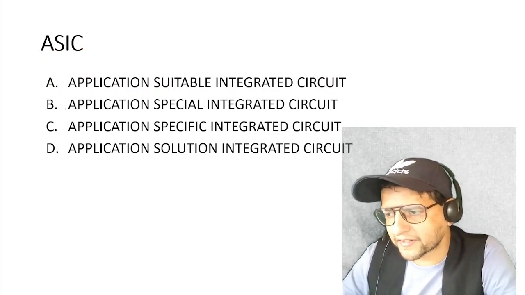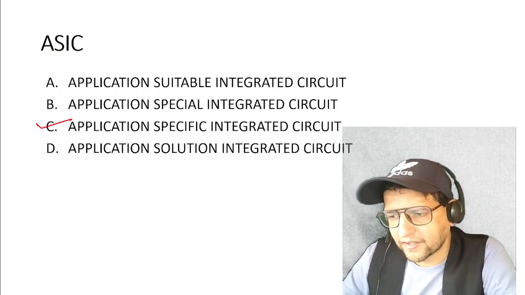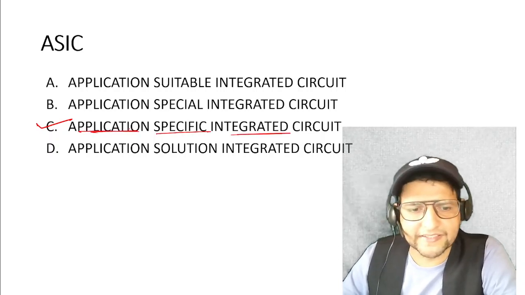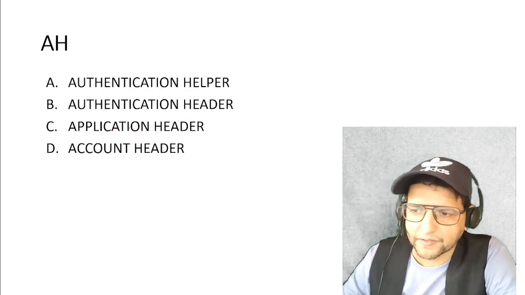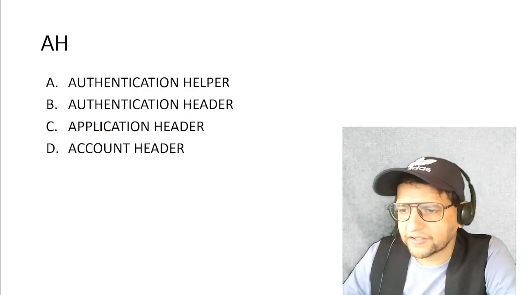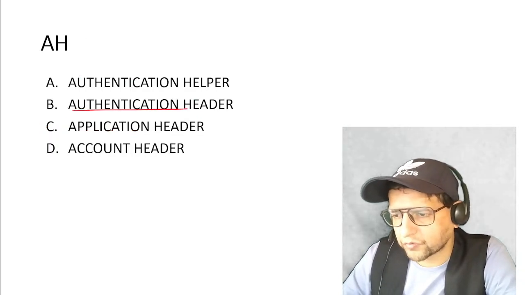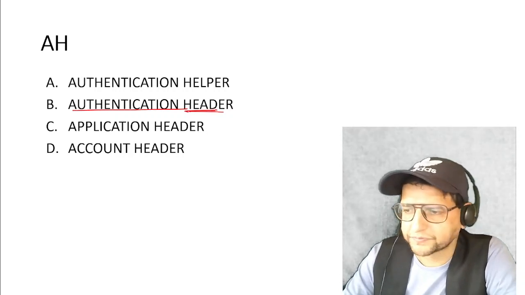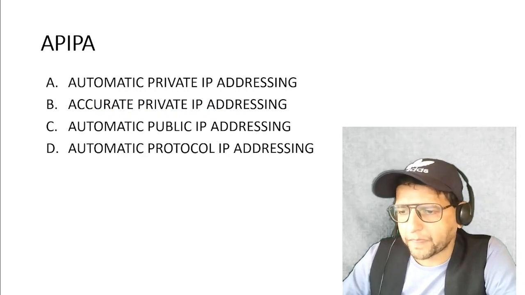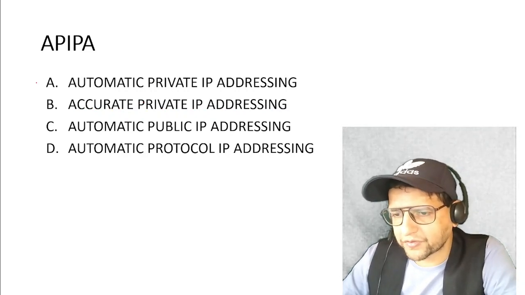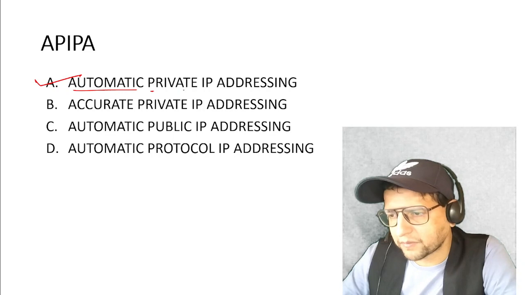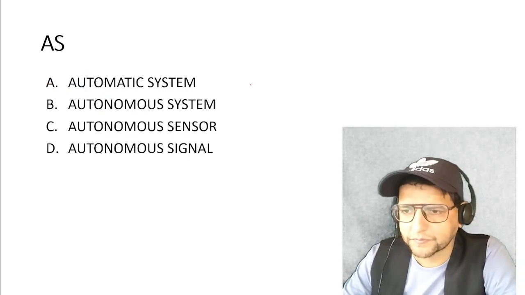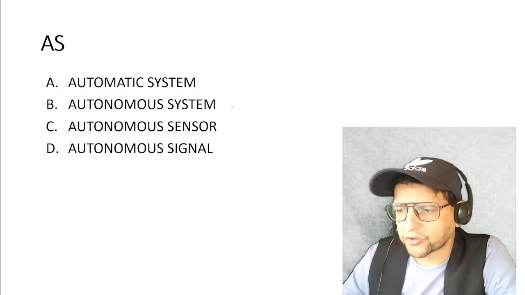ASIC is your application specific integrated circuit. Application specific IC, integrated circuit. That's your ASIC. AH is your authentication header. Authentication header. AH is the authentication header. APIPA, automatic private IP address. Automatic private IP addressing. So A is the right one here. AS is the autonomous system.